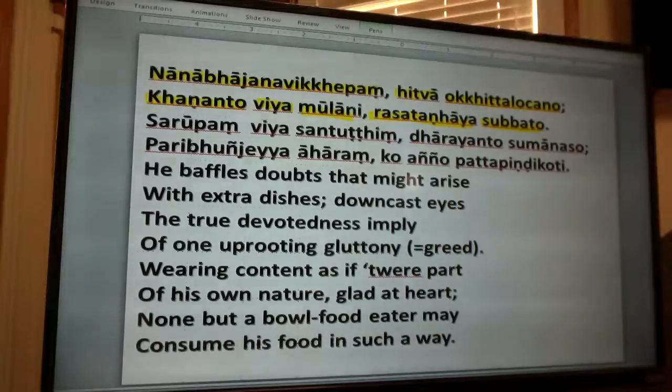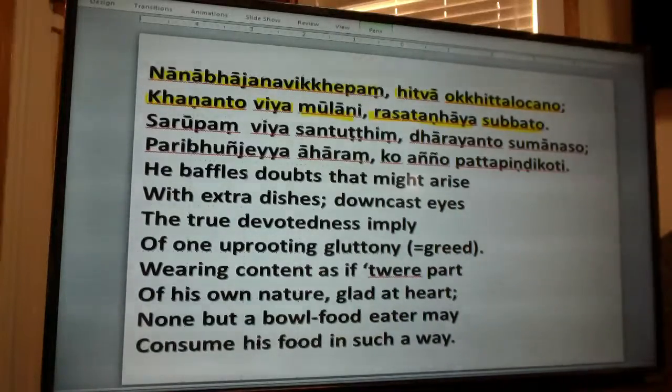Rasadanaya, the craving in the taste. Kanandoviya Mulani. Mulani is the root of the tree. Kanando means digging, digging the root of the tree like this. The person who follows the bowl-food practice easily removes the craving for various kinds of taste, isn't it?